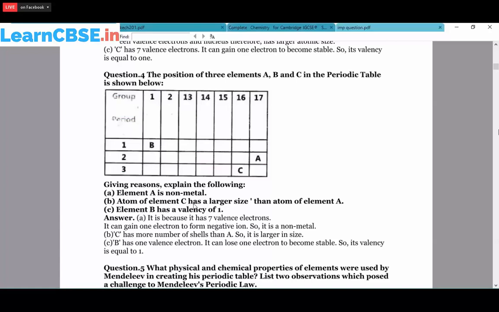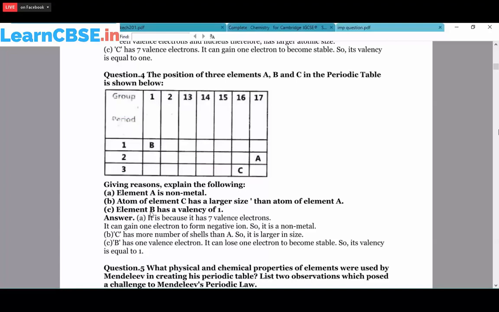Atom of the element C has a larger size than the element A. Yes, because A is present in period 2, which means it has only 2 shells, while C is present in period 3. The period always indicates the number of shells, so C has 3 shells. So the distance between the nucleus and the outermost electrons increases here. That is why it is larger in size than the element A.